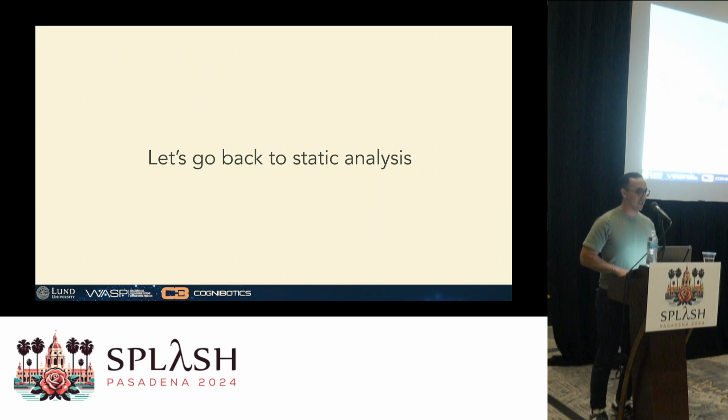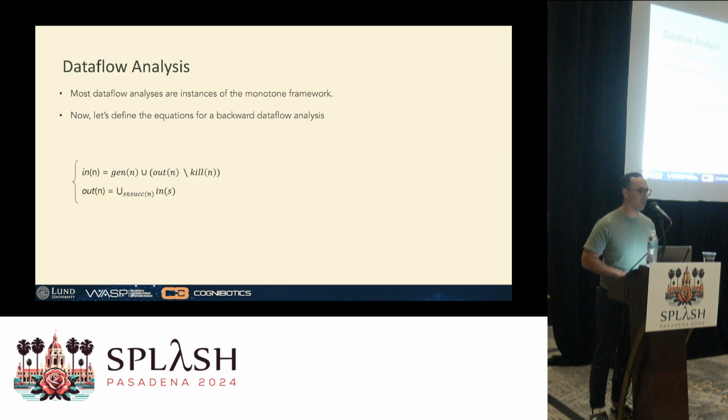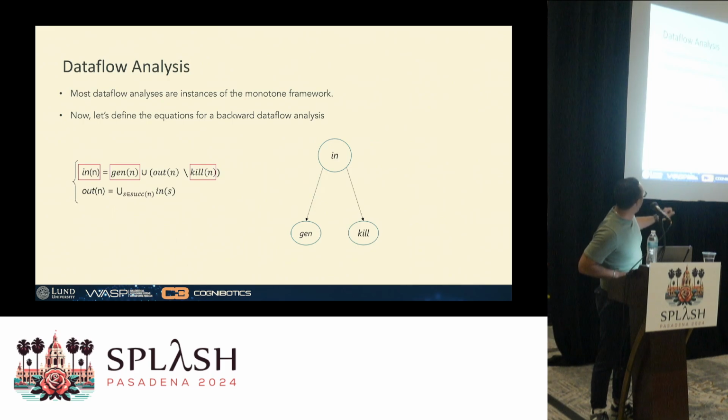So let's go back to static analysis. Let's say we want to implement dataflow analysis. If we open the Dragon book on the chapter about dataflow analysis, we will find these in and out equations. Those are equations for a backward dataflow analysis. If we look at the dependencies between the functions in these equations, we find that in depends on gen, and also depends on kill. It depends on out. For out we call the successor, so it will somehow construct the control flow graph. And it will also depend on in.